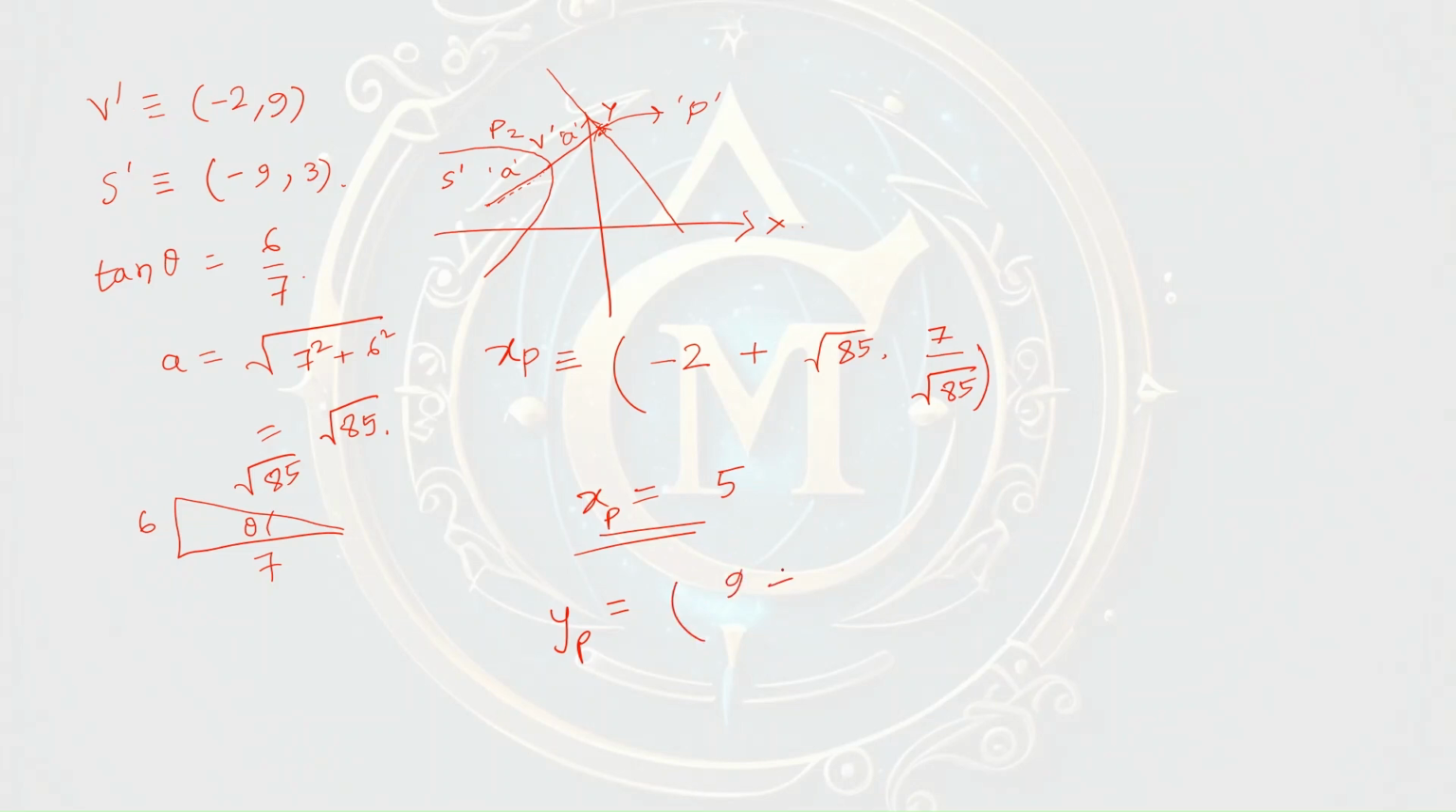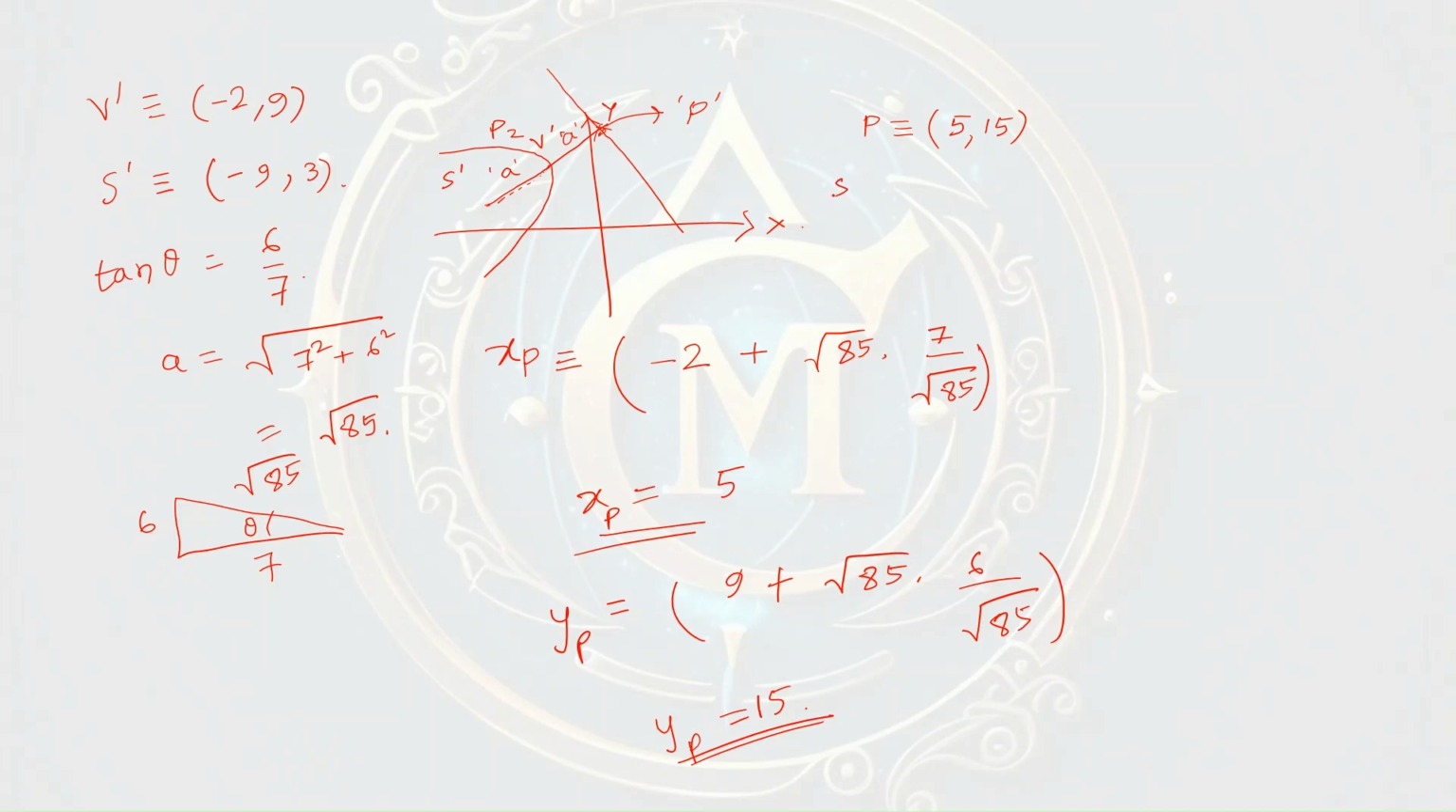9, and we are using a plus sign here because the y coordinate is increasing for going to P from V dash. So plus the distance traveled in the direction of line, that is root over 85 times sine theta. So sine theta we can determine 6 over root over 85. This comes out to be 15. So we calculated this P point as 5, 15.